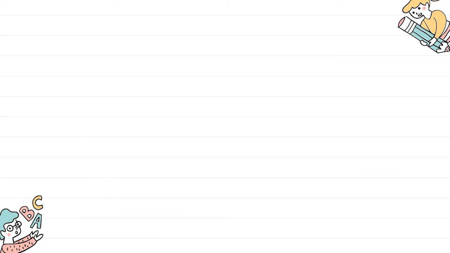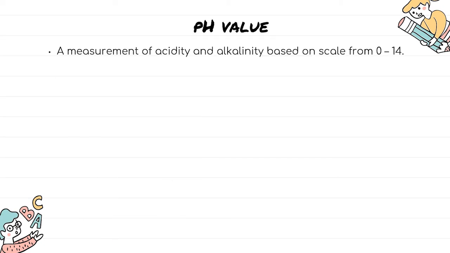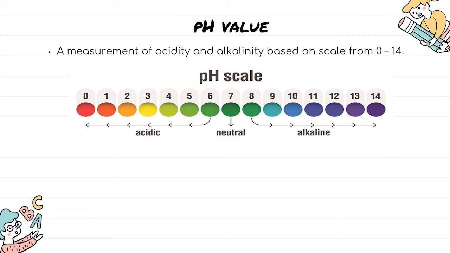So here we are going to look at the pH value. What is pH value? It is a measurement of acidity and alkalinity based on a scale from 0 to 14. Here we can look at the pH scale, which is 0 to 14. If the compound is at 7, it is a neutral compound, if the compound is less than 7, it is an acidic compound, and if the compound is more than 7, it is an alkaline compound.